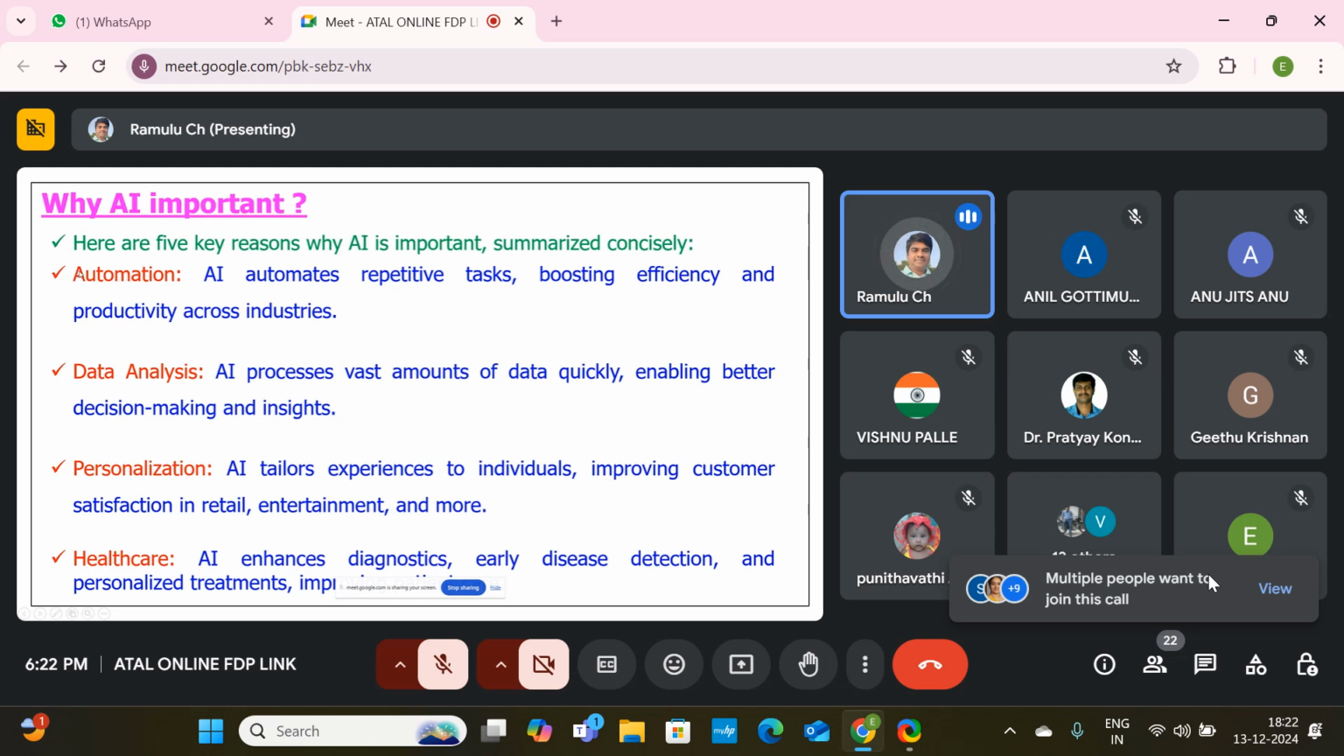Now coming to the second important key reason, which is data analysis. With respect to data analysis, AI processes vast amounts of data quickly. Whatever may be the data, there were some limitations in the earlier cases, but AI processes very big data, TBs of data, quickly, enabling better decision making and insights.